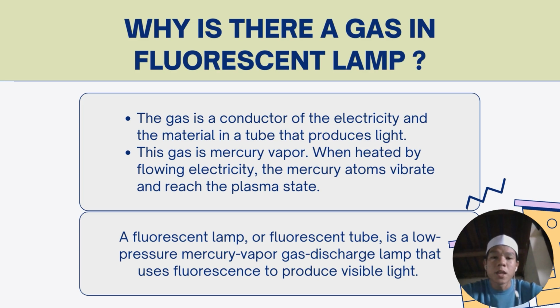Why is there a gas in a fluorescent lamp? Gas is a conductor of electricity and the material in a tube that produces light. The gas is mercury vapor. When the gas is heated by flowing electricity, the mercury atoms vibrate and reach the plasma state. A fluorescent lamp or fluorescent tube is a low-pressure mercury vapor gas discharge lamp that uses fluorescence to produce visible light.